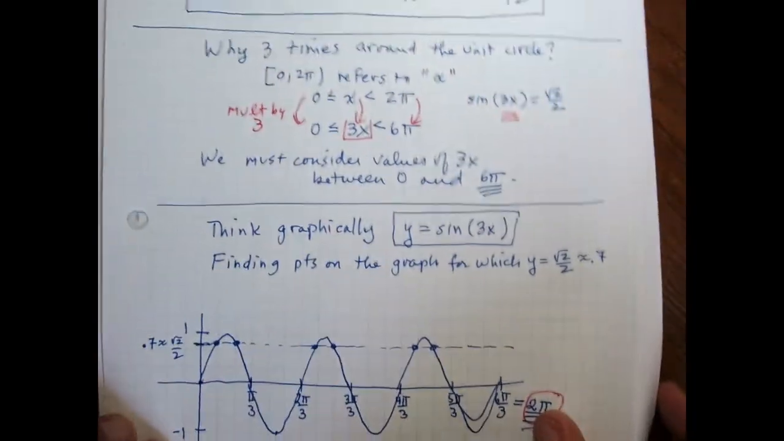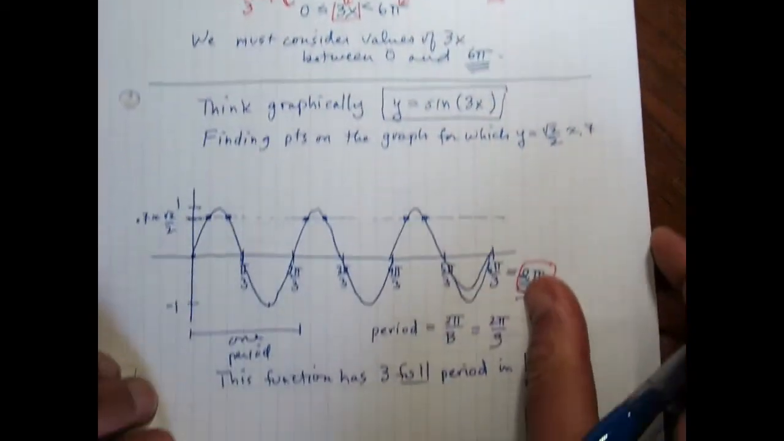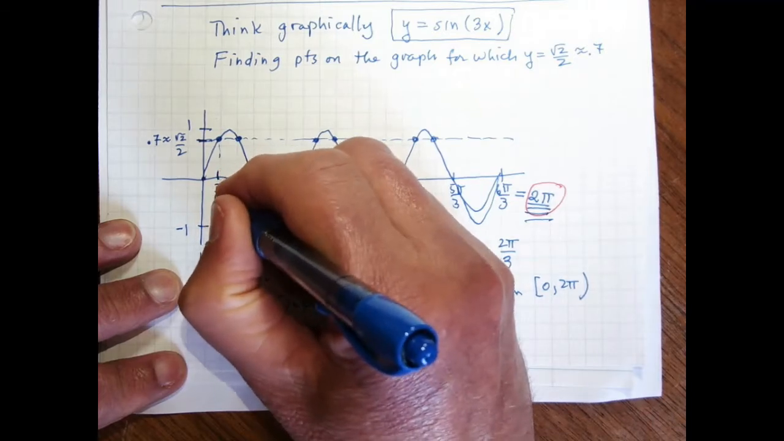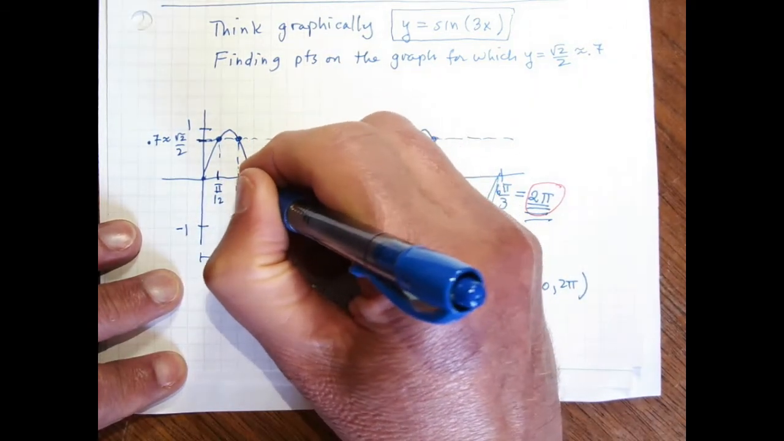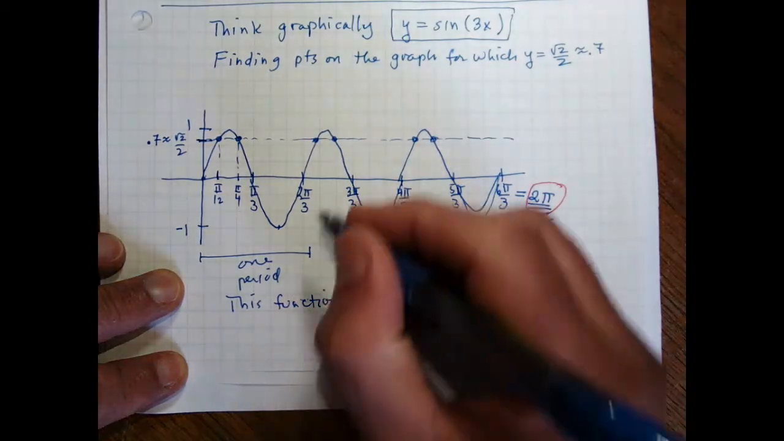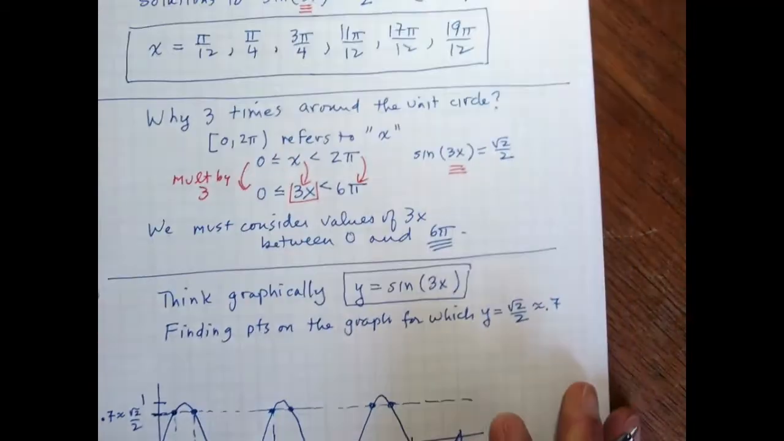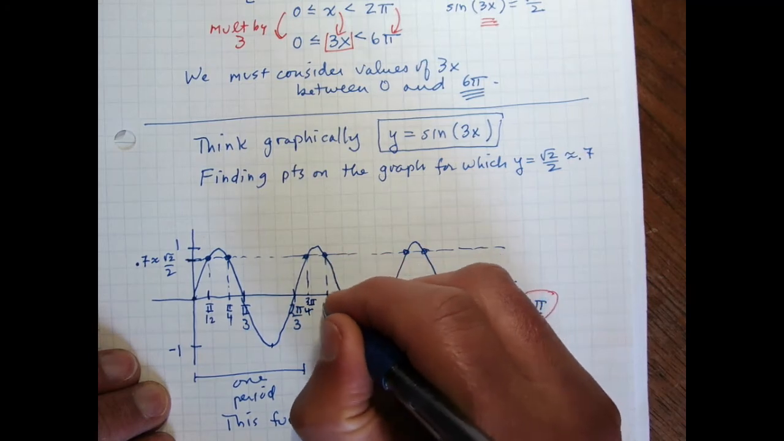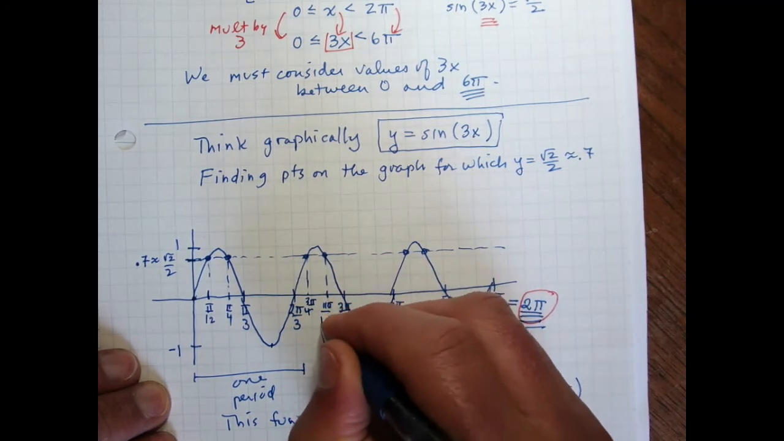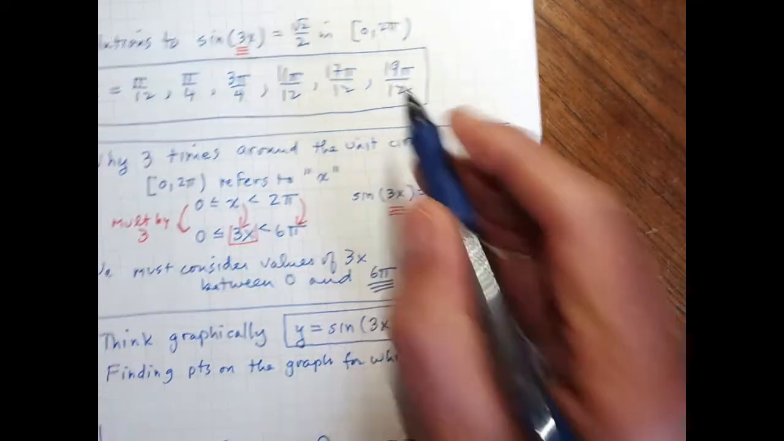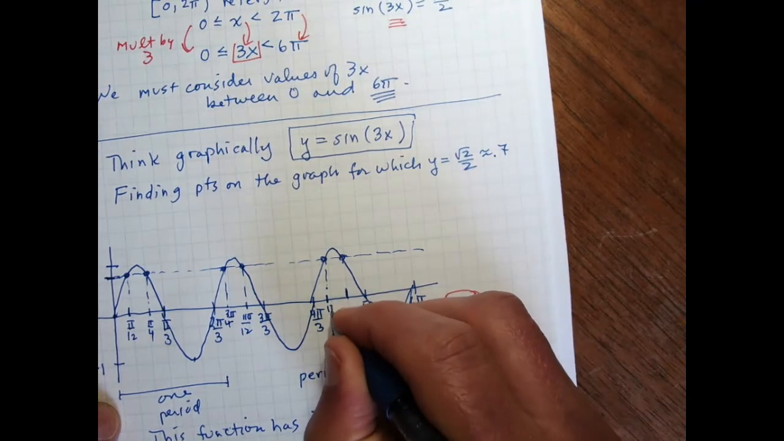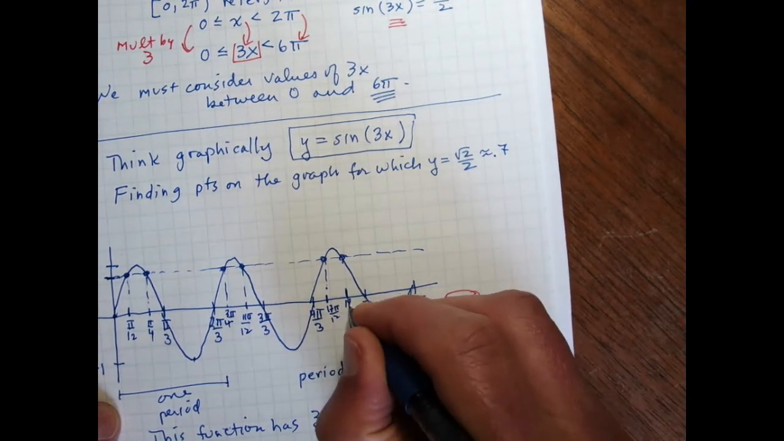I know from my solutions written up above that this first x-coordinate is going to be pi over 12. This one will be pi over 4. What's my third solution? 3 pi over 4. And 11 pi over 12. And then that's 17 pi over 12, 19 pi over 12. They're right here.